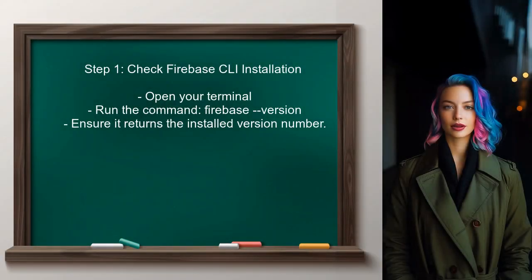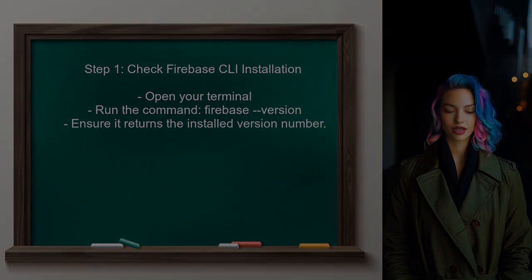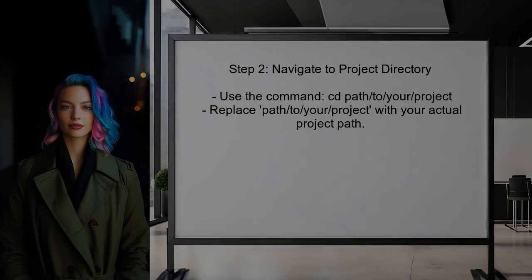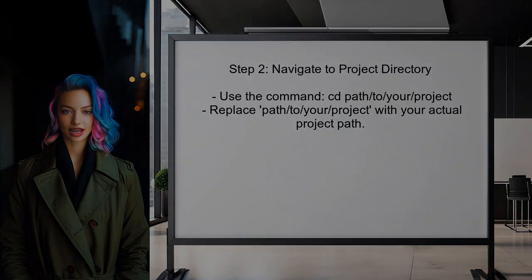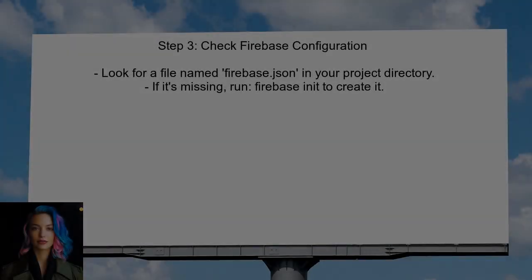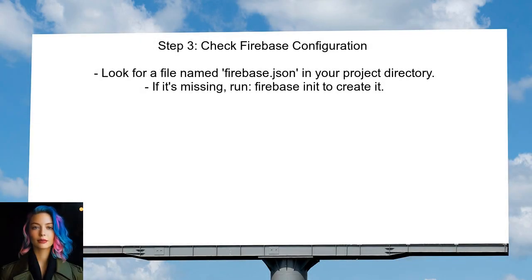To begin resolving the issue, the user should check if the Firebase CLI is installed correctly. This can be done by running a simple command in the terminal. Next, the user needs to ensure they are in the correct project directory. This is crucial because Firebase deploys from the current working directory. After confirming the directory, the user should verify that the Firebase configuration file is present. This file is essential for deployment.